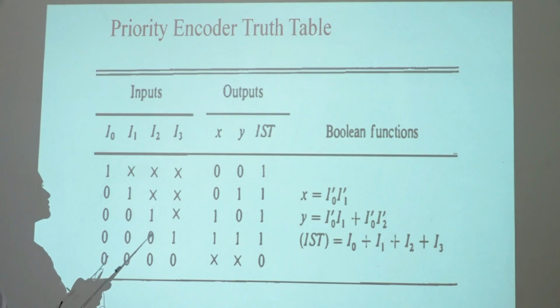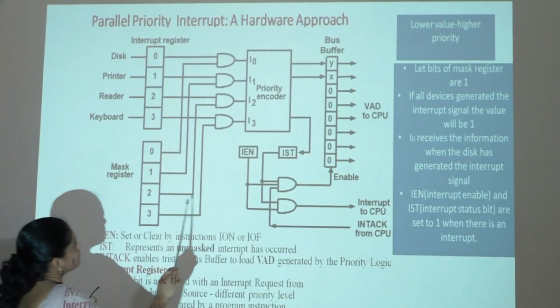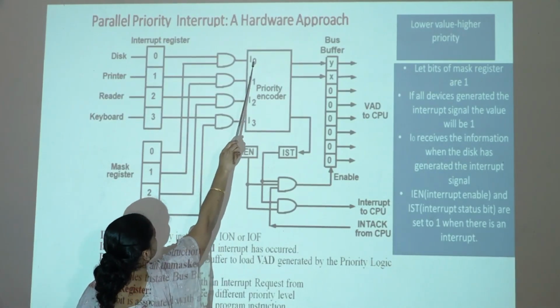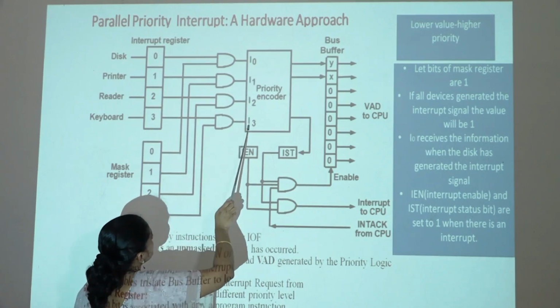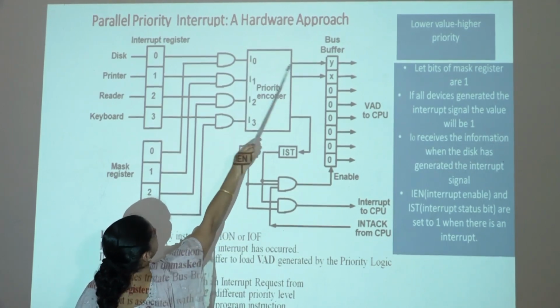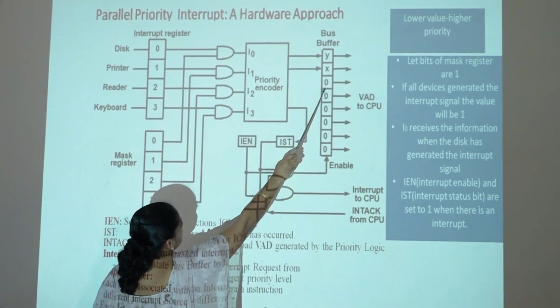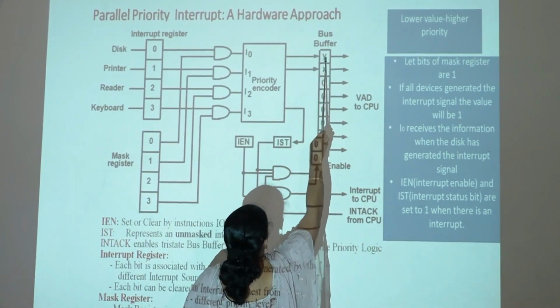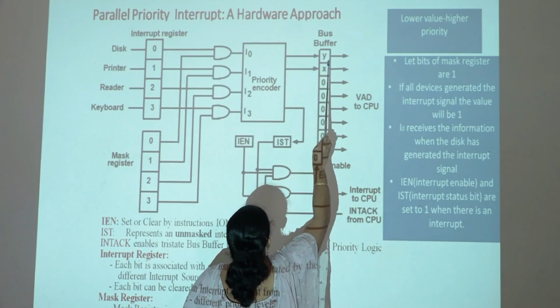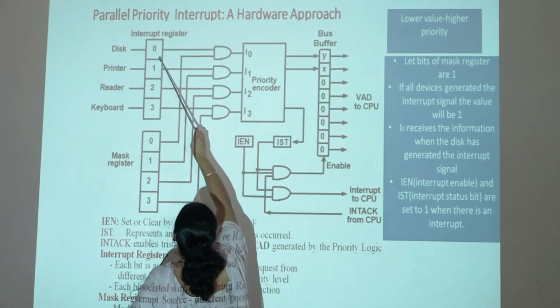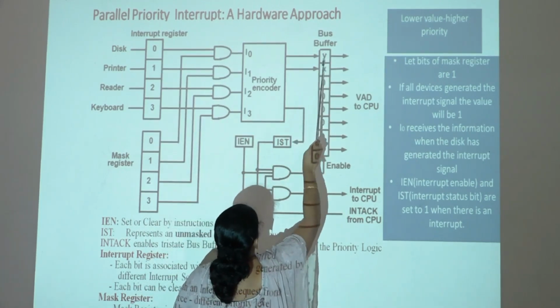Depending upon the truth table, if I0 has generated the interrupt, all these are don't care conditions. So I0 will be the output of this particular table. The particular y and x values will be those of the first device, 0 0. Since this is 0, 0 0 will be the output of the bus buffer.